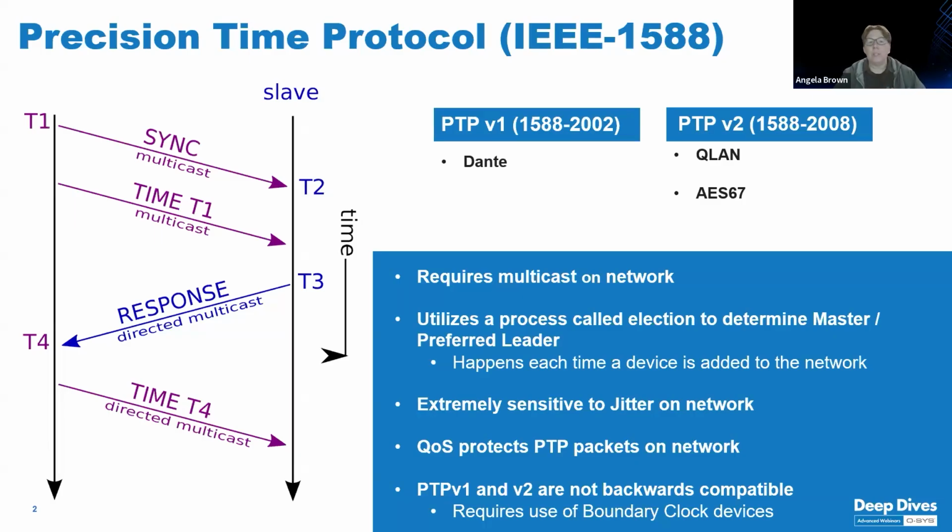Boundary clock runs PTP on two or more interfaces or IP addresses. It can sync one network segment with another. So it can actually sync PTP v1 and PTP v2 together. Keep in mind, again, PTP v2 is not backwards compatible. So some device has to be that bridge, and that's what we call a boundary clock.